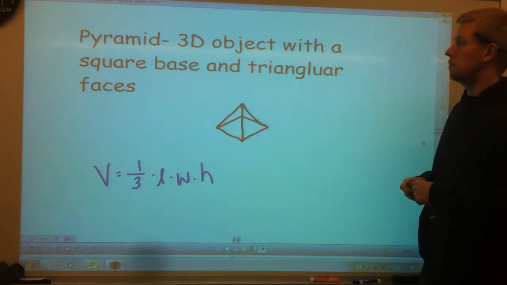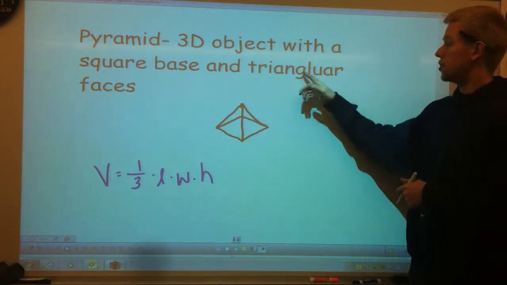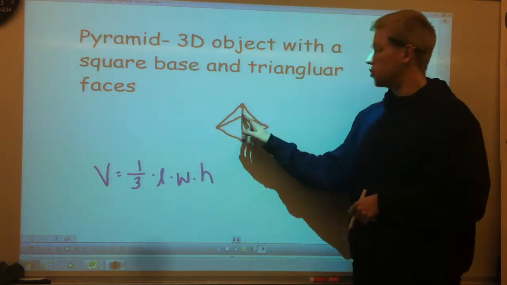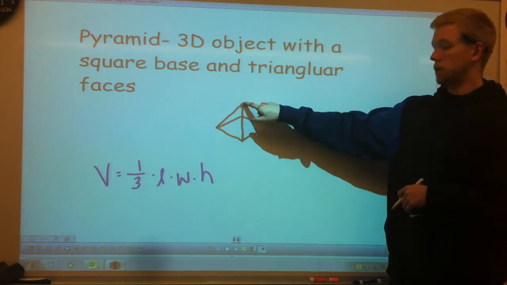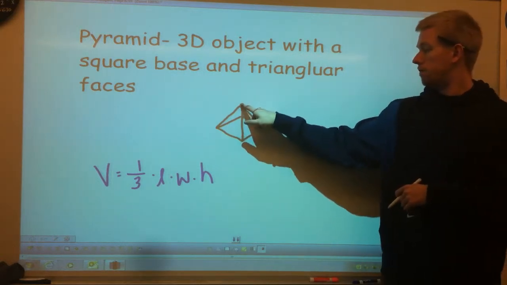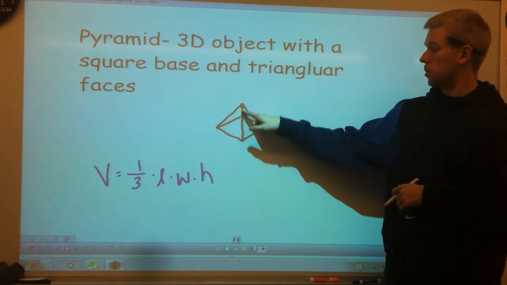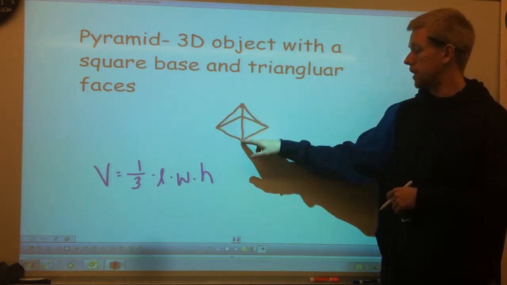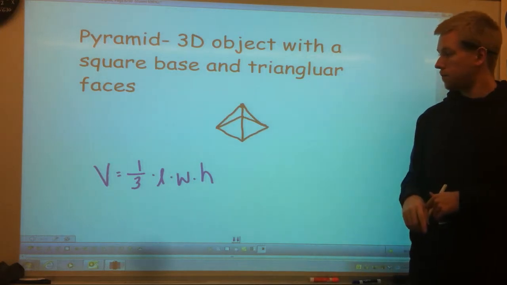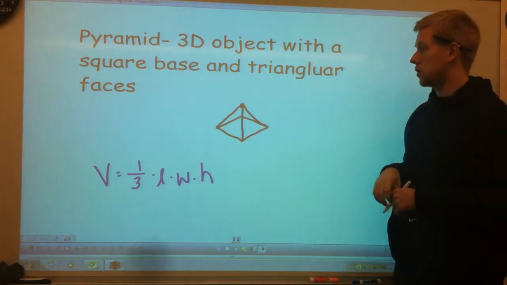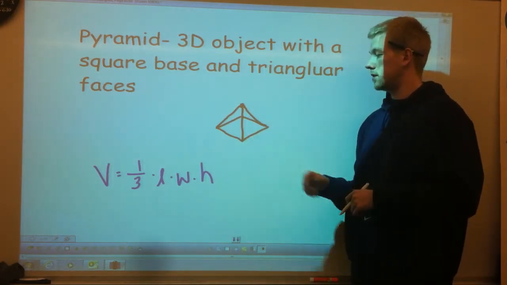A pyramid is a 3-dimensional object with a square base and triangular faces. So if you draw your picture, you're going to have a square base, and then they all meet at the vertex, which is at the top, and those faces form a triangle. Because when you're going up from each vertex on the base to the vertex at the top, you're going to form a triangle here. So it's a 3-dimensional object with a square base and triangular faces.